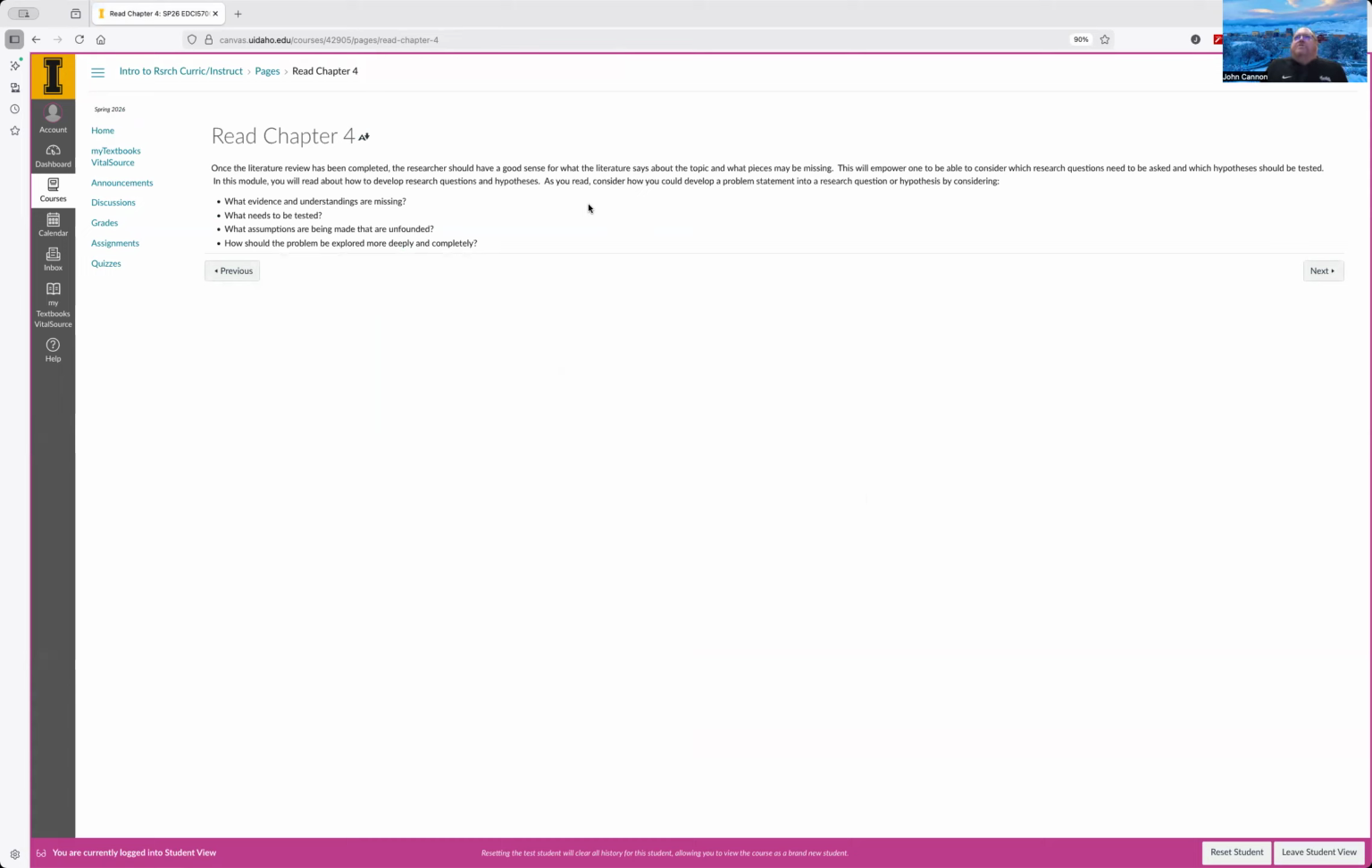As you read, consider how you could develop a problem statement into a research question or hypothesis by considering the following. First, what evidence and understandings are missing? What needs to be tested? What assumptions are being made that are unfounded? And how should the problem be explored more deeply and completely? I also tell you that hypothesis testing is a component of quantitative research. There are very few hypotheses stated in qualitative research. Another thing to take into consideration, some major professors and researchers will call it a research question. Others, more of those in quantitative, will refer to it as research objectives. For my dissertation research, I developed research objectives.